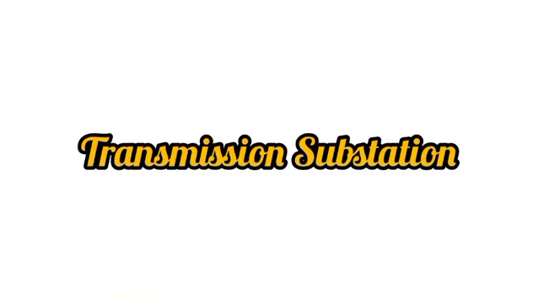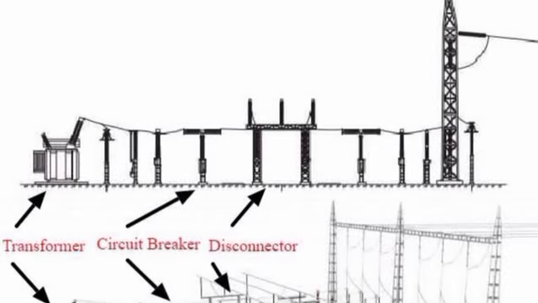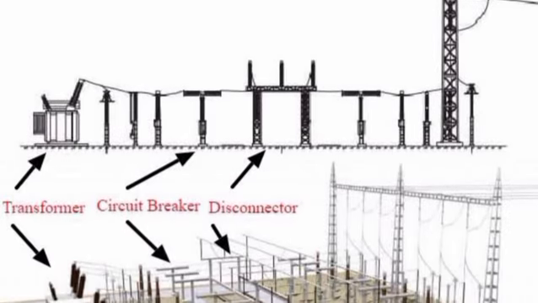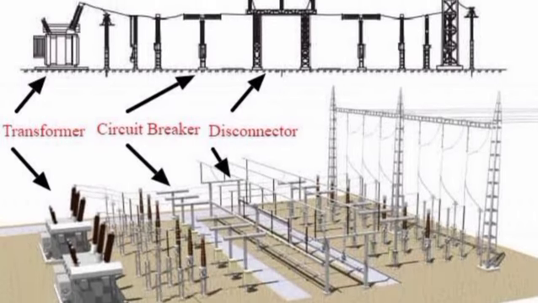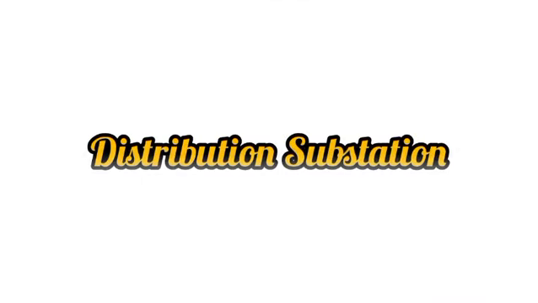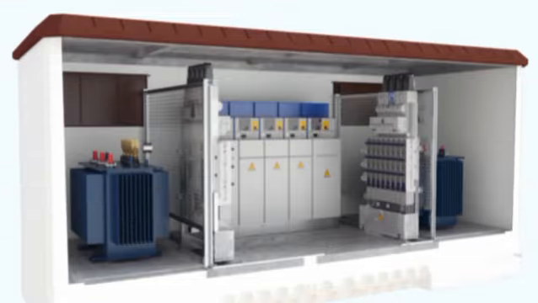Transmission substation: steps down from high voltage to primary distribution voltage, includes switchgear and protection devices. Distribution substation: supplies multiple feeders, steps down to 11 kV or lower, provides metering and protection.